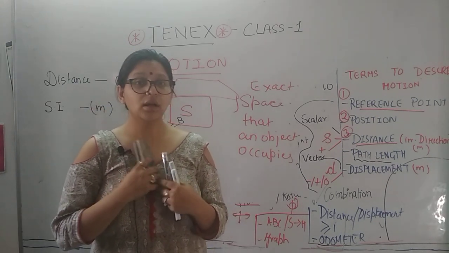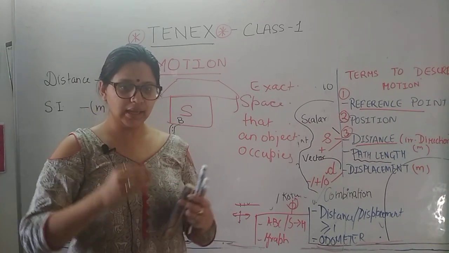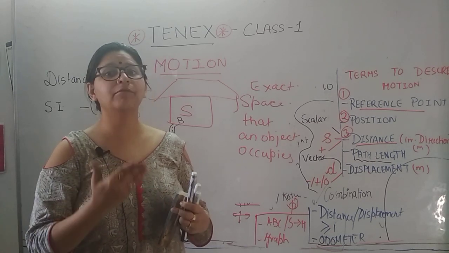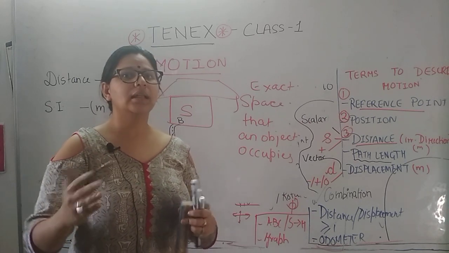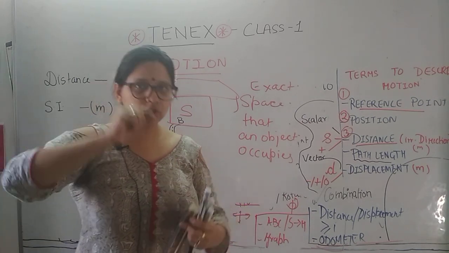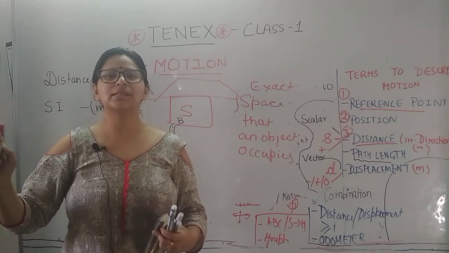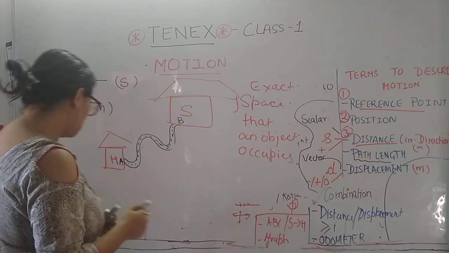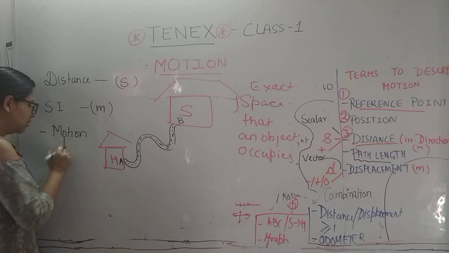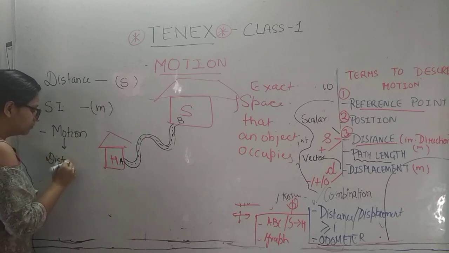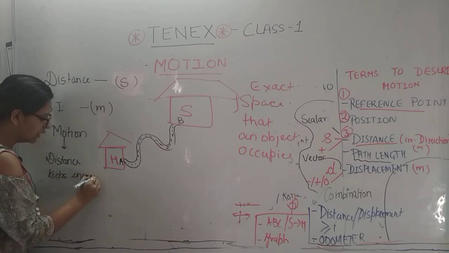Okay, however, when I start moving, the distance will keep getting added. That means after 10 seconds I might have traveled 10 meters, after 20 seconds I might have traveled 20 meters, then I might have traveled 30 meters. So if a body is in motion, the distance always keeps getting added. Okay, so for any body which is in motion, the distance keeps increasing.